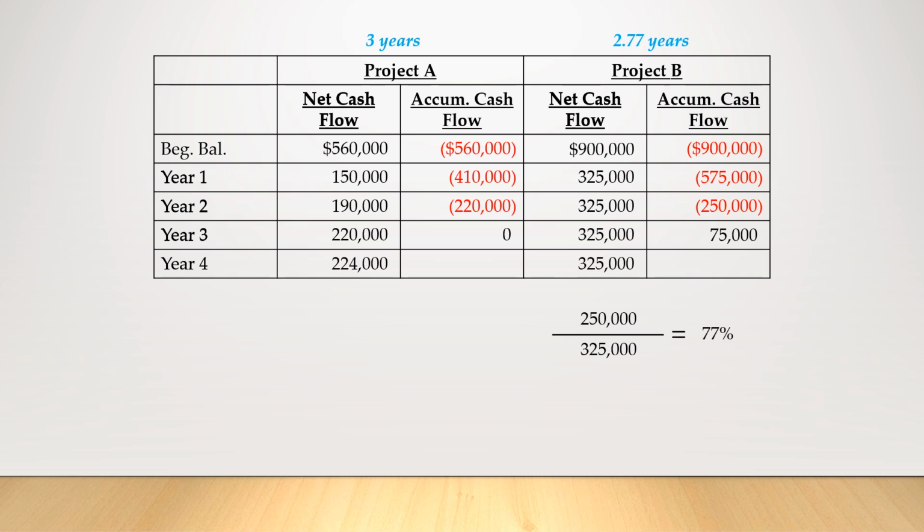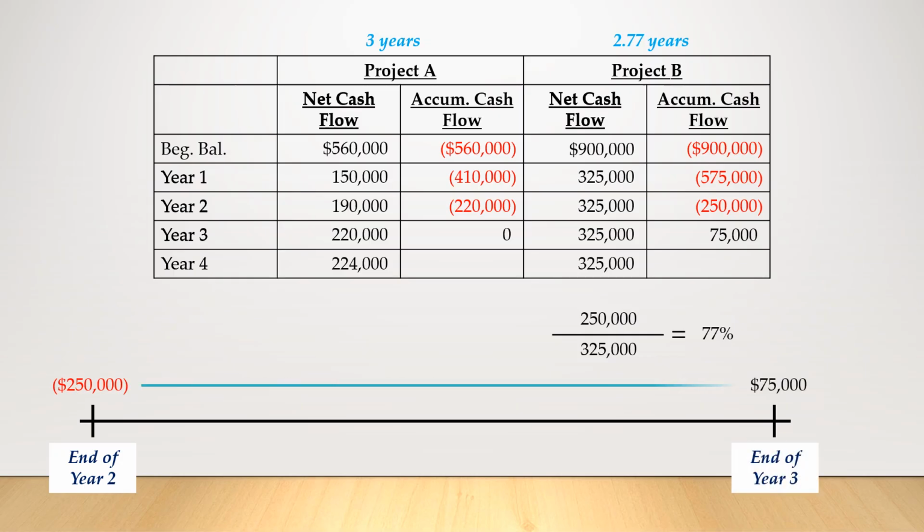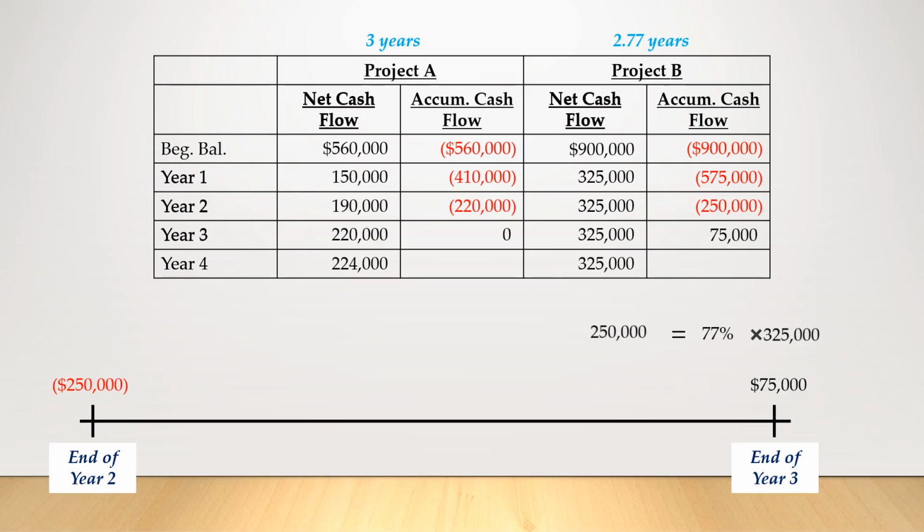If you don't quite follow why that math works, think of the matter as a timeline. At the end of year 2, we're at negative $250,000. At the end of year 3, we're at positive $75,000. We get to that number by adding the $325,000 cash flow from that year to the negative $250,000. In other words, 77% of the $325,000 year 3 cash flow is the $250,000 amount we need to bring accumulated cash flows to zero.